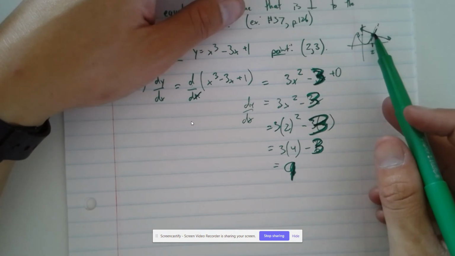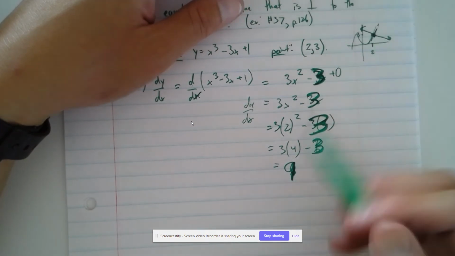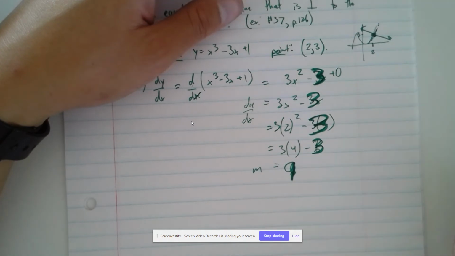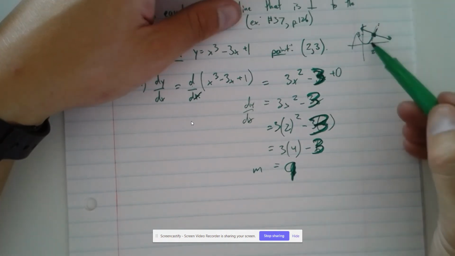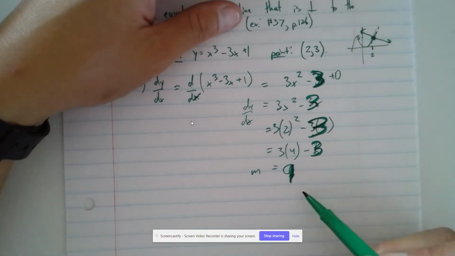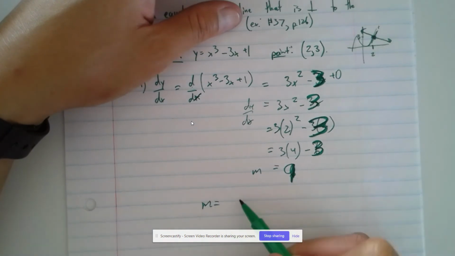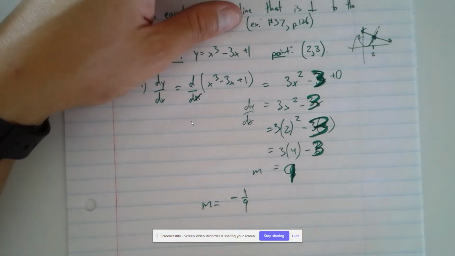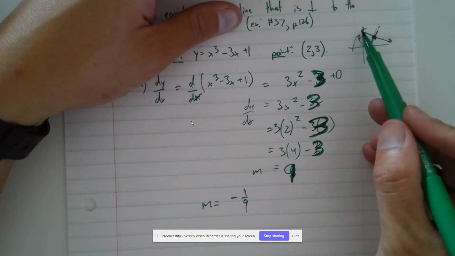If you think about the derivative, or slope at that one point, that's the slope of the tangent line. That's great, but I want to find the slope of the perpendicular line. So it's the negative reciprocal of this. The new slope is going to be negative 1 over 9. And I want to find the equation for this line.